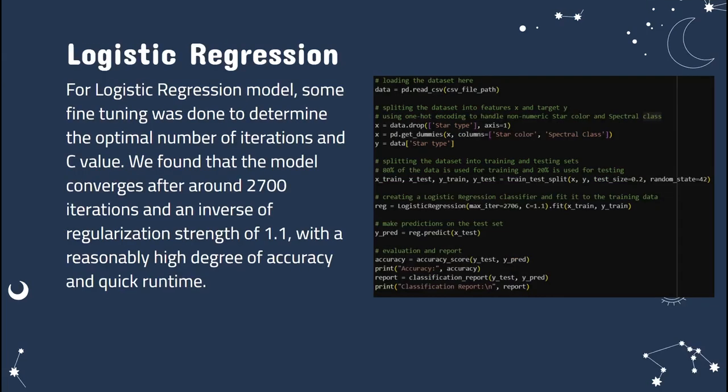Our last machine learning algorithm we used here was logistic regression. We did do some fine tuning for it, and we looked at the number of iterations and the C value, which is the inverse of regularization strength. And we found that after around 2,700 iterations and a C value of 1.1, the model performs pretty well and doesn't take too long to run.